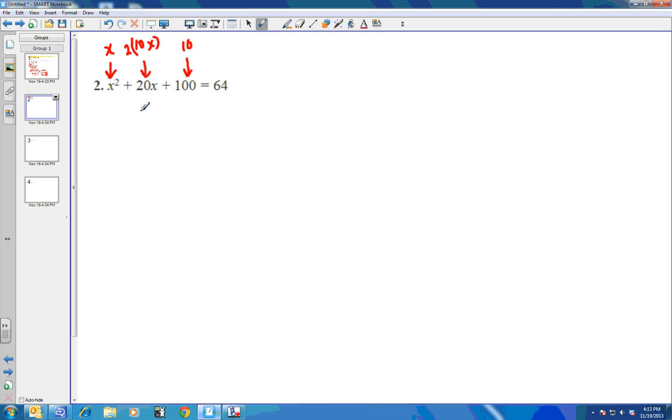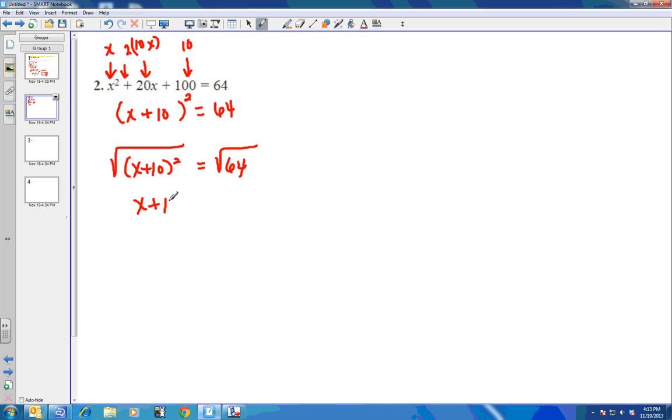So now here's the shortcut to write it as a perfect square trinomial. It's always this, which is x. It's always this sign, which is plus. Then it's always my last term, which was 10, and then I square the entire thing, equals 64. Now when I solve, I'm going to solve by taking the square root of both sides. So when I take the square root of something being squared, I get x plus 10.